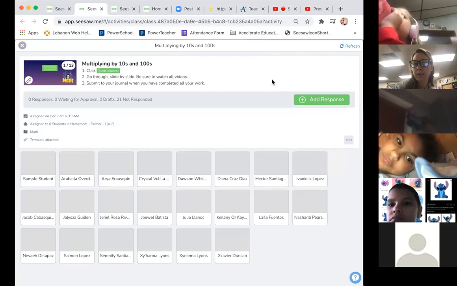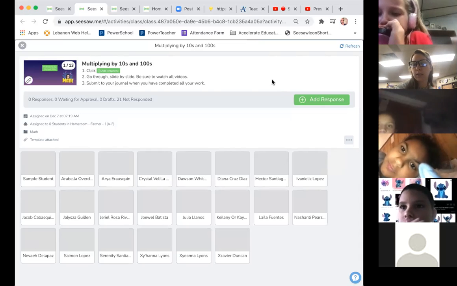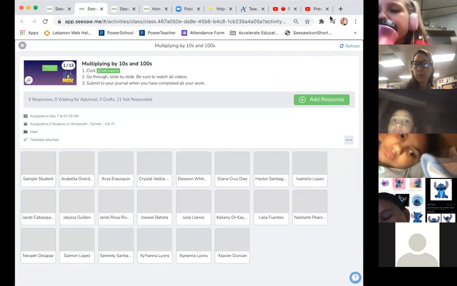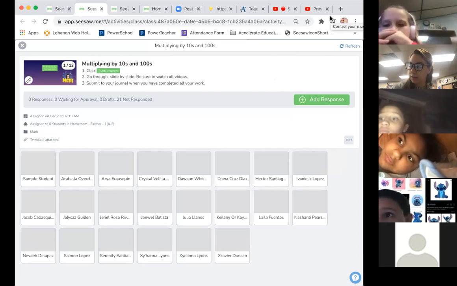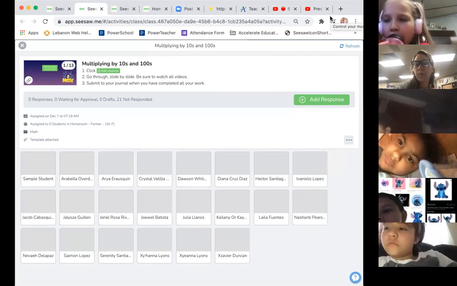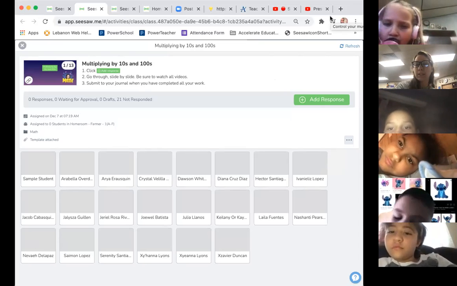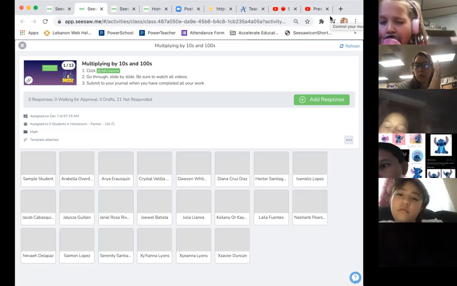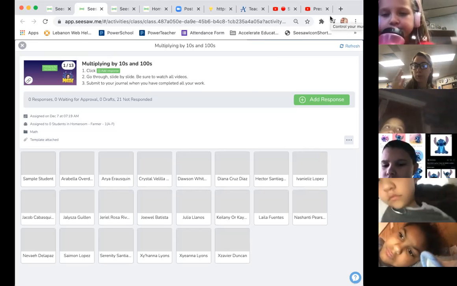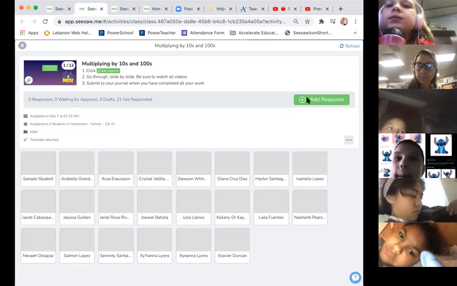Today we are working on multiplying by tens and hundreds. Does anybody know what's special about our number system here in the United States? We have what is called a base 10 number system. Our base 10 number system allows us to move by tens and hundreds very easily because every value goes over by 10. So we start with ones, tens, hundreds, thousands, 10,000s, 100,000s, and it keeps going up in increments of multiplying by 10. So our lesson today is focused on just that.